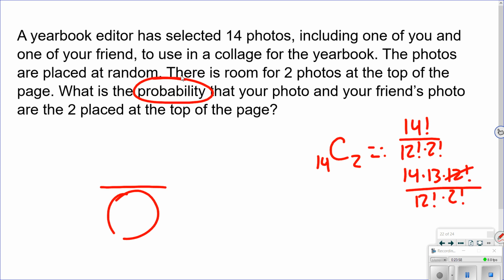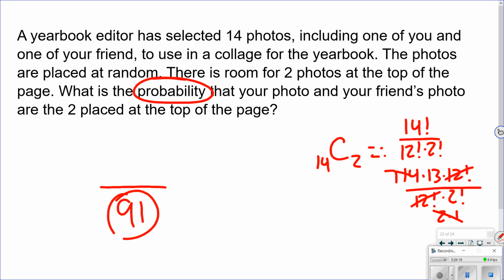The 12 factorials cancel out. 2 factorial is 2 times 1, which is 2. 14 divided by 2 is 7, so 7 times 13. That's what, 91, I think. So there's a total of 91 different combinations of 2 pictures that they could put up there.